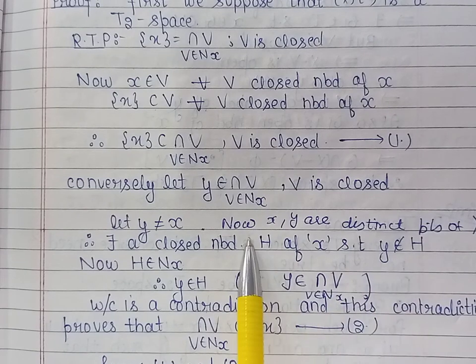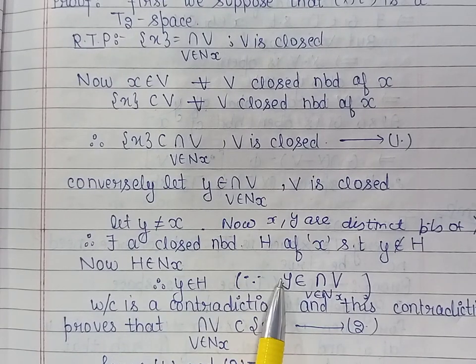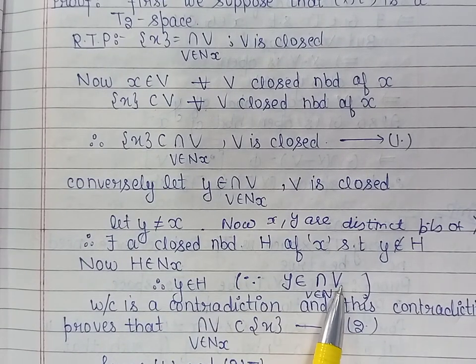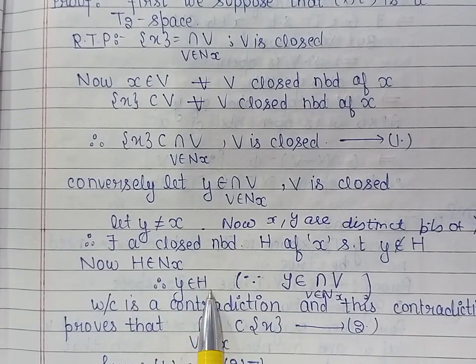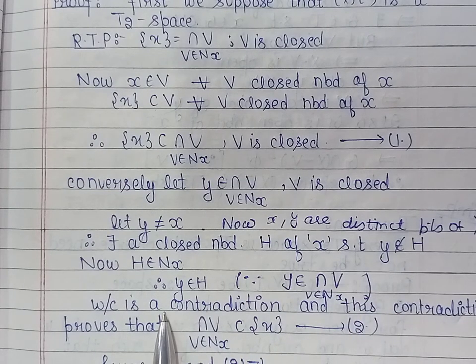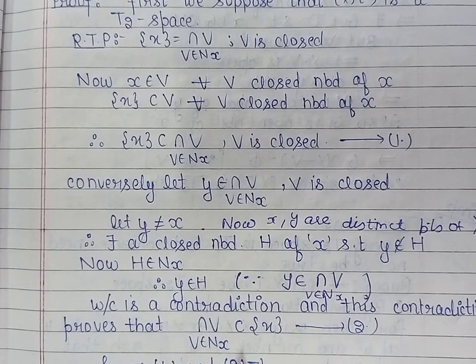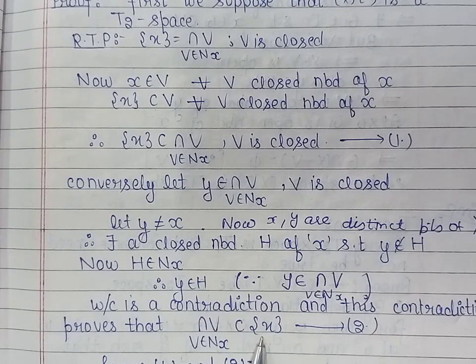Now because H is the neighborhood of X and Y belongs to the intersection of all the closed neighborhoods of X, it means Y belongs to the intersection of all the neighborhoods, so Y will belong to H also. But this contradicts this equation because Y does not belong to H. So this contradiction proves that Y is equal to X. It means the intersection of V, V belongs to NX, is contained in singleton X.